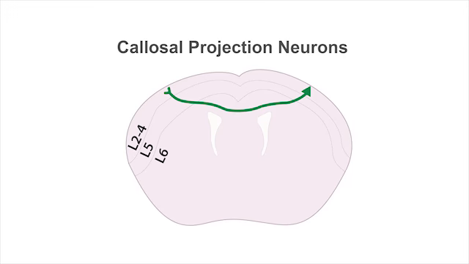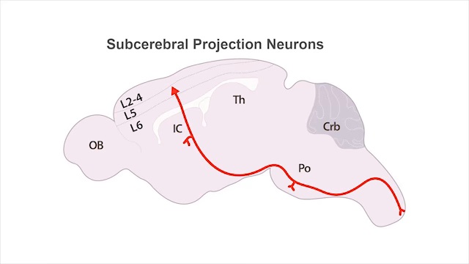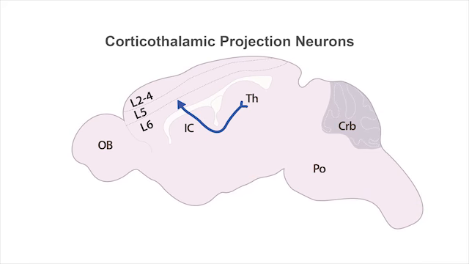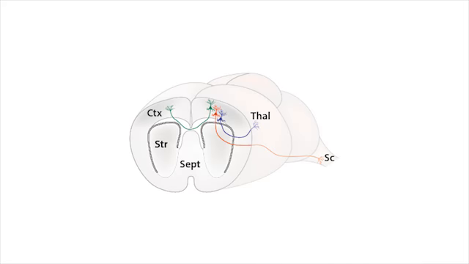We have applied these methods to the analysis of 3 populations of pyramidal neurons, as you can see here: the callosal projection neurons, which connect the 2 sides of the cortex, the subcerebral projection neurons, which connect the cortex to many different targets below the brain, and the corticothalamic neurons, which connect the cortex to the thalamus. These 3 cell types can be distinguished by their differential expression of a combination of 3 transcription factors: BCL11B, TLE4, and SATB2.